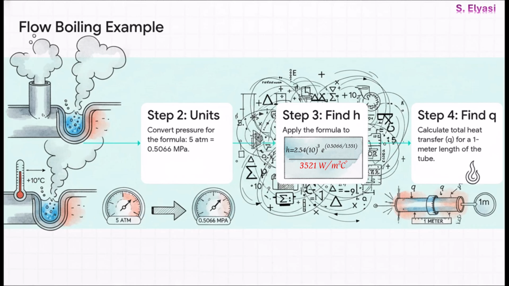Let's just quickly run through an example. Imagine water at 5 atmospheres of pressure, flowing through a pipe that's 10 degrees hotter than the water's boiling point at that pressure. Okay, first things first, we do the single most important check for any engineer. Get the units right. The formula needs pressure in megapascals, so we convert our 5 atmospheres. Then, we can plug everything in to find H, and from there, it's a simple step to calculate the total heat being pumped into the water over a 1 meter length of that pipe.